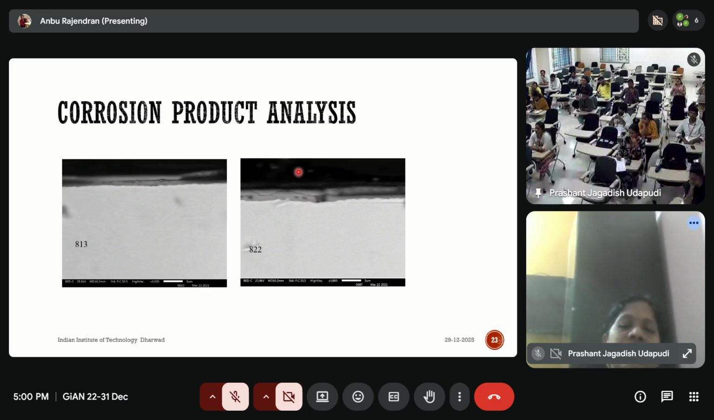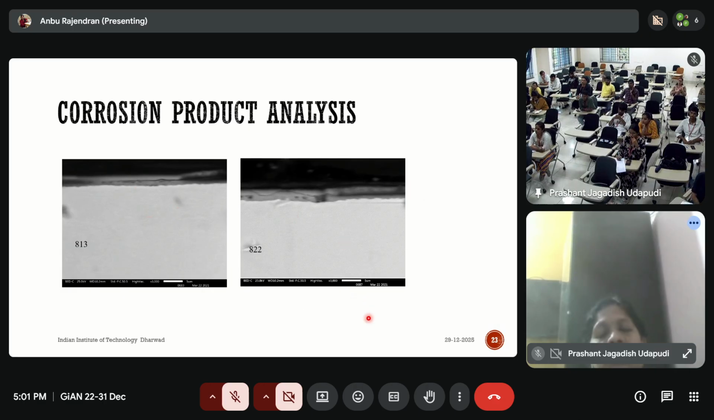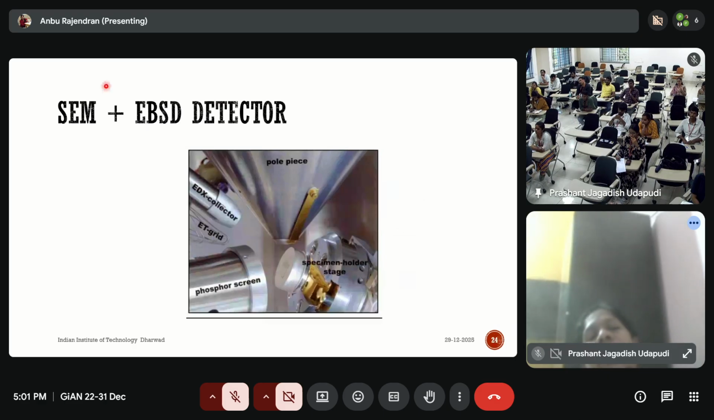For identifying any additional features present at the end of any test, at any stage, you can do the analysis to look into whatever changes happened inside the sample, and that can be understood by this. As I mentioned about the EDS detector, in the same way, a separate detector is available which can come with the SEM. You have to buy it additionally and attach it to the SEM machine. That detector is the EBSD detector.